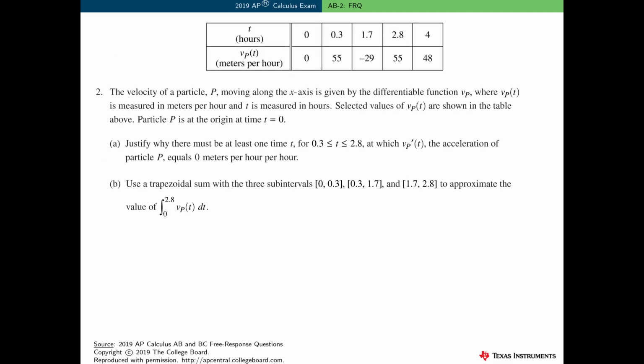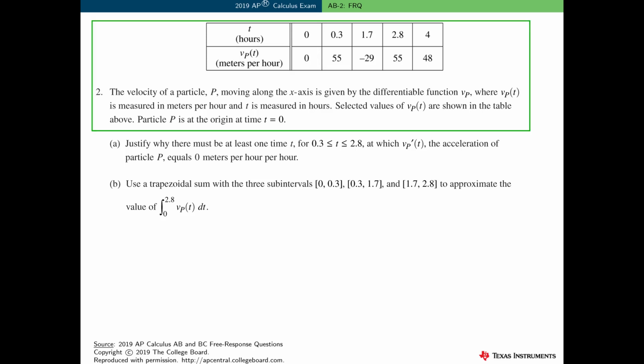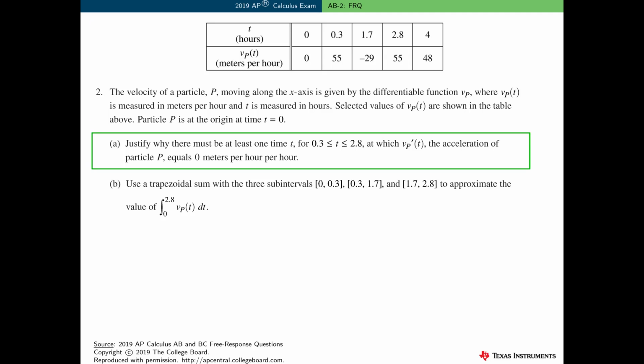Now, just a reminder, this is a calculator active problem, so students may be required to use their calculator in some or all parts of this problem. In this question, the velocity of a particle p is given by a differentiable function v sub p. Selected values of v sub p of t are given in the table, and we know that particle p is at the origin at time t equals 0.